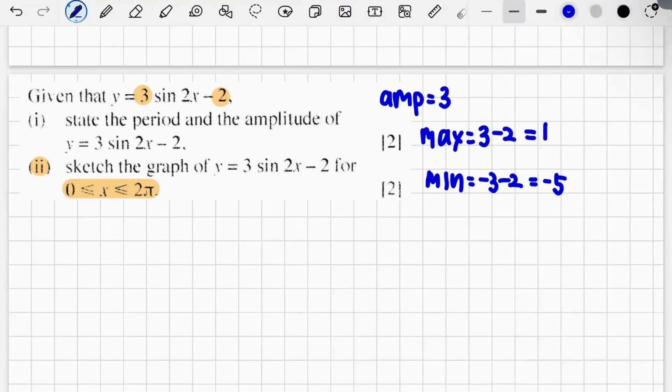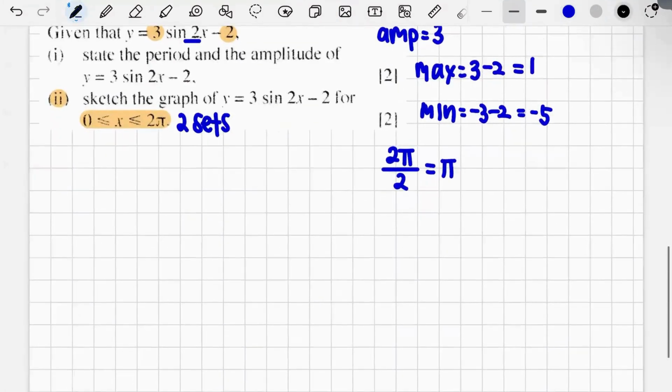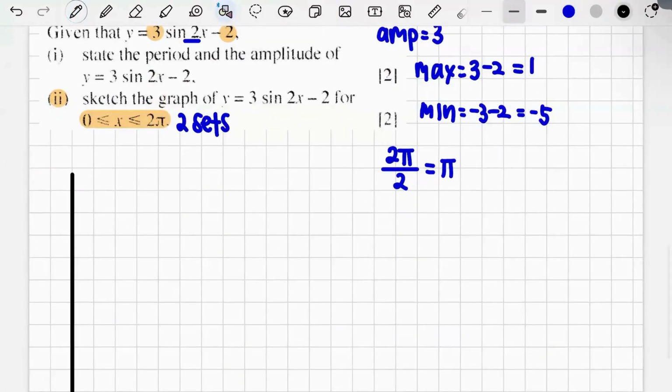Then the important part is finding out my period. So this one here, you take 2 pi instead of 360, okay? 2 pi divided by 2, this is pi. So that means I will have one full graph from 0 to pi, correct? But I'm drawing until 2 pi, right? So I need to make sure I have two sets of graph. Okay, so similarly, let's quickly draw it out.